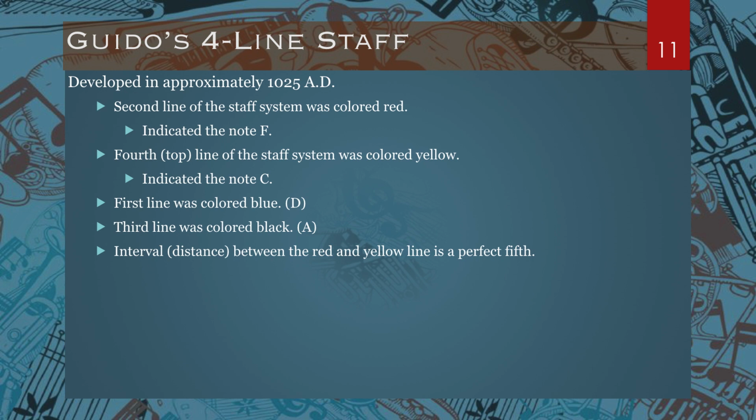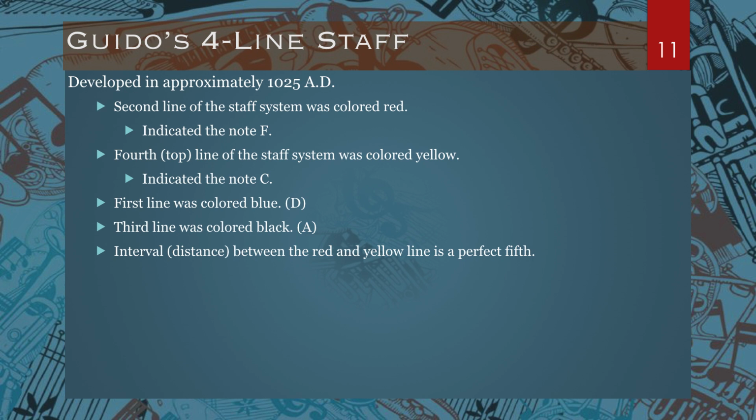This just happens to be an interval of a perfect fifth, which you haven't learned about yet. But as you study music, you're going to learn the perfect fifth is a very important interval. And it's also the first interval in your daily routine if you're practicing that at home. The first line was often colored blue, and the third line was colored black. And those lines represented the notes D and A.